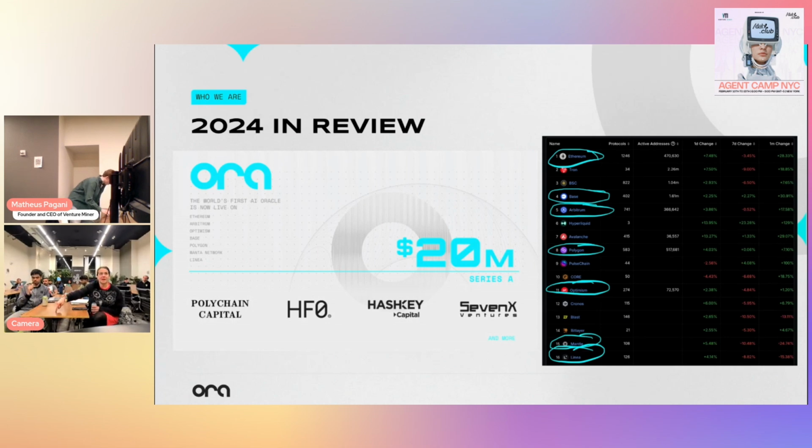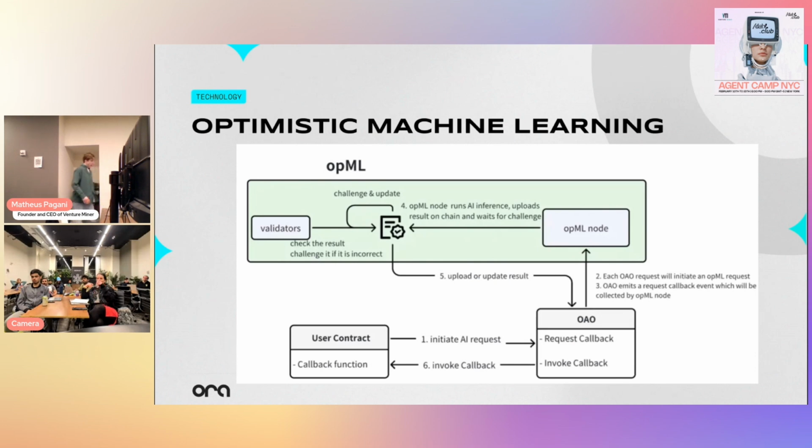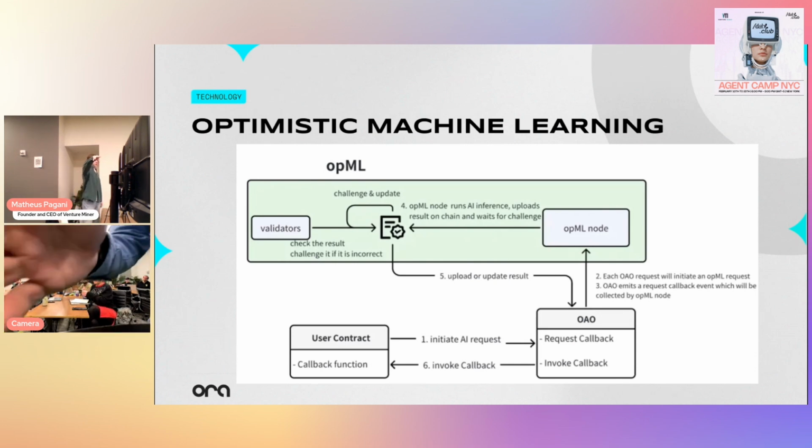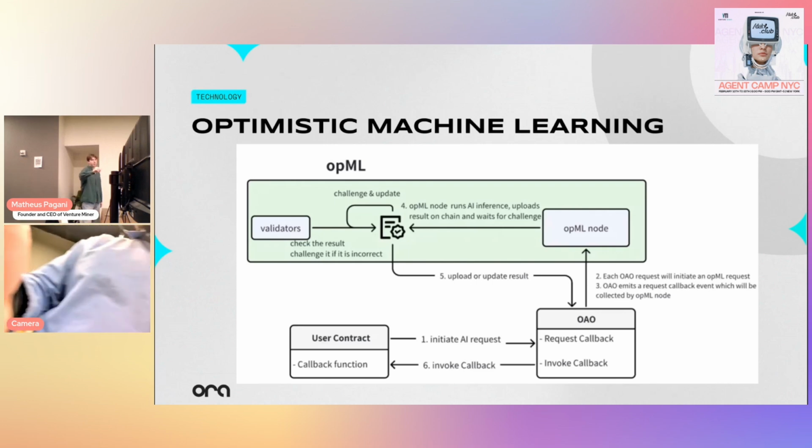Just some of the chains we're on: Ethereum, Base, Arbitrum, Polygon, etc. And some of our peers. All right, diving into a bit more of the technology. This is our core foundational infrastructure and framework.